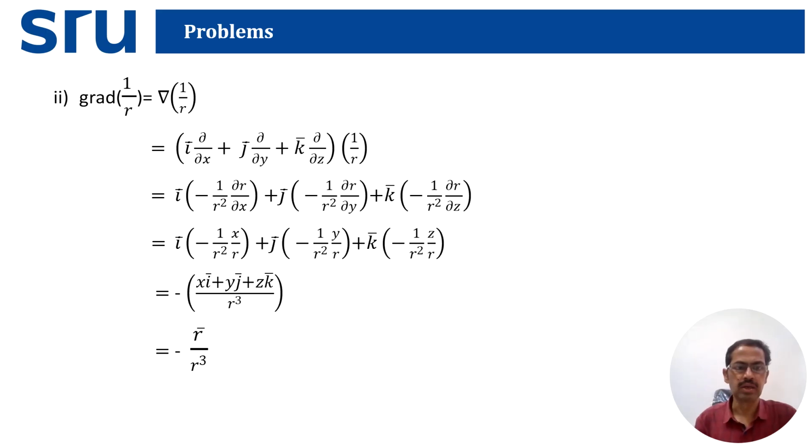Similarly, the second one, grad of 1 by r, is del of 1 by r. So partially differentiate 1 by r with respect to x, y, z: minus 1 by r square dou r by dou x, minus 1 by r square dou r by dou y, minus 1 by r square dou r by dou z. Dou r by dou x is x by r, y by r, z by r. So the LCM x i bar plus y j bar plus z k bar, taking out minus, with r cube, gives minus r bar by r cube.